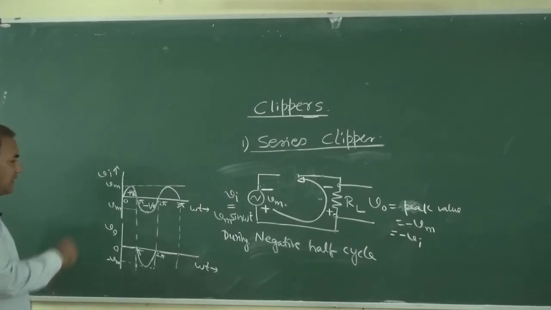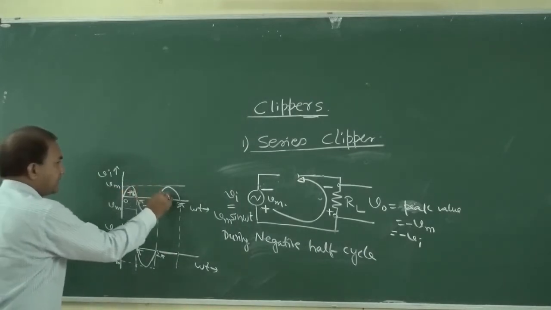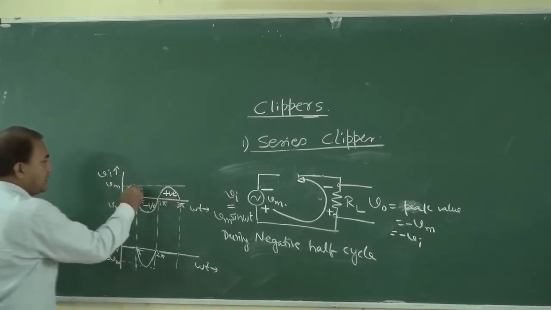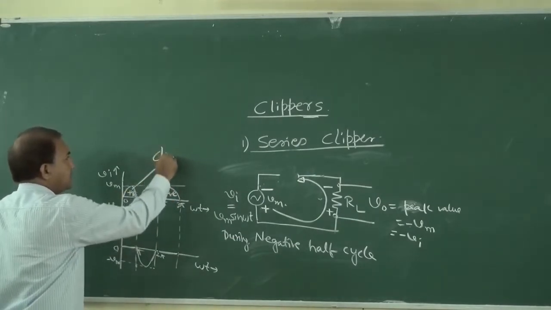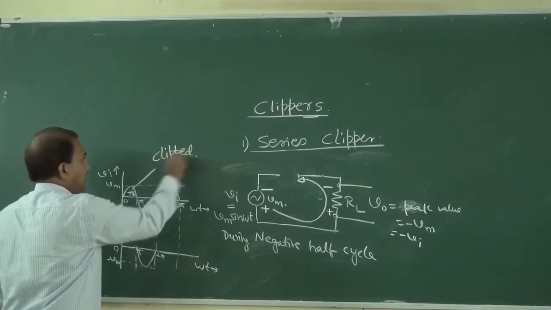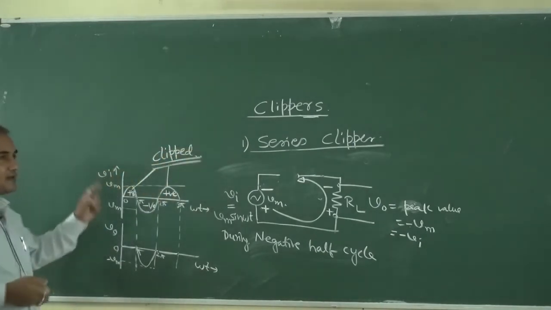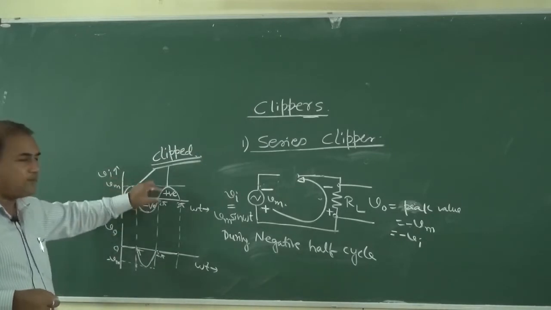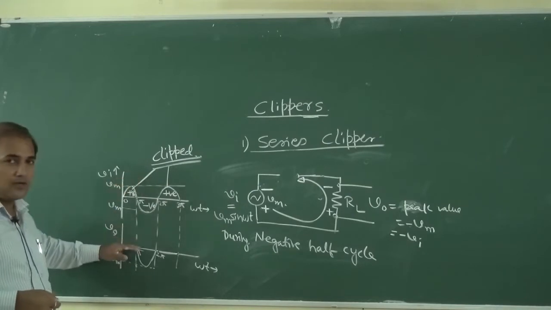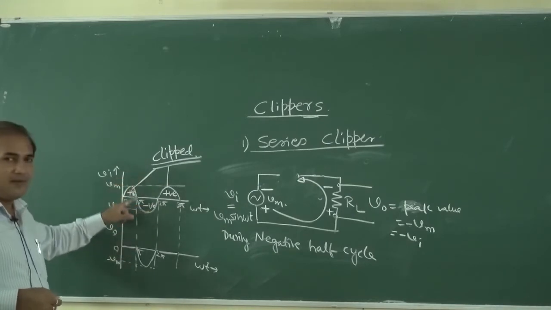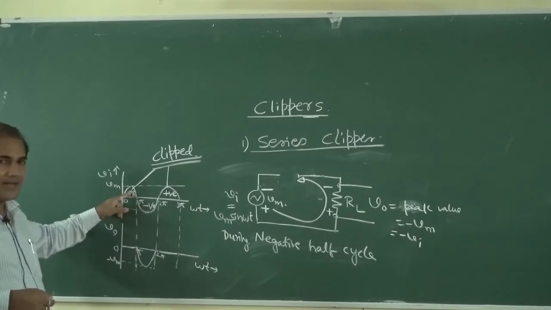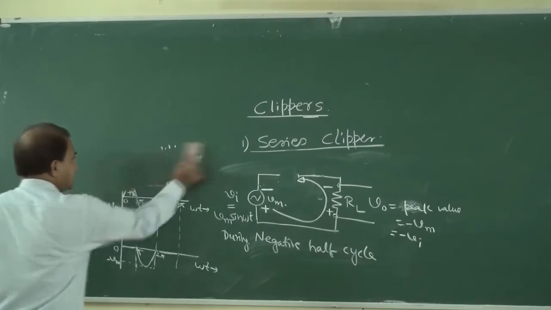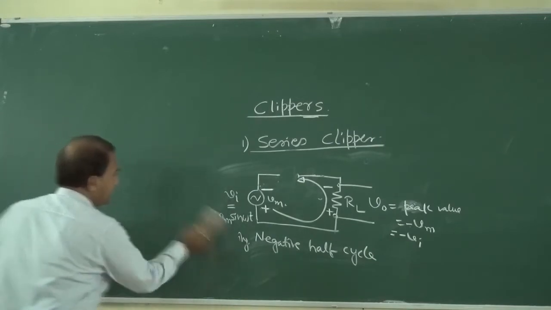So like this. What we are saying is that the positive part is clipped. This part is clipped. So this is the function of a clipper, that some portions of the input waveform are clipped in the output without disturbing the remaining waveform. Then we will study parallel clippers.